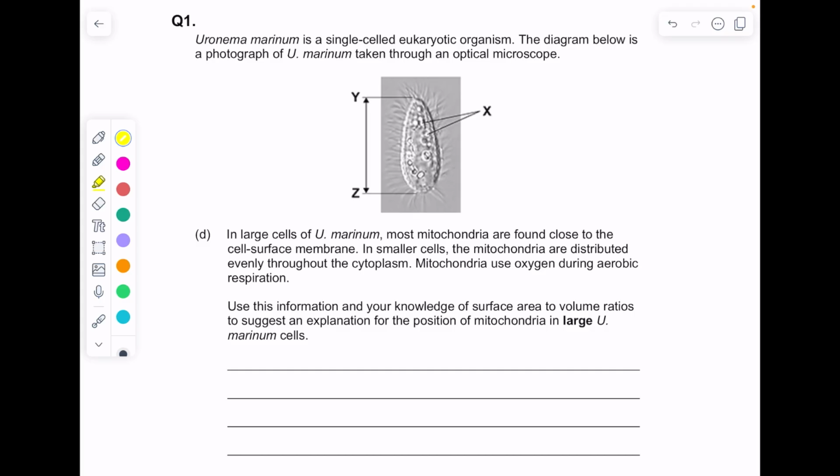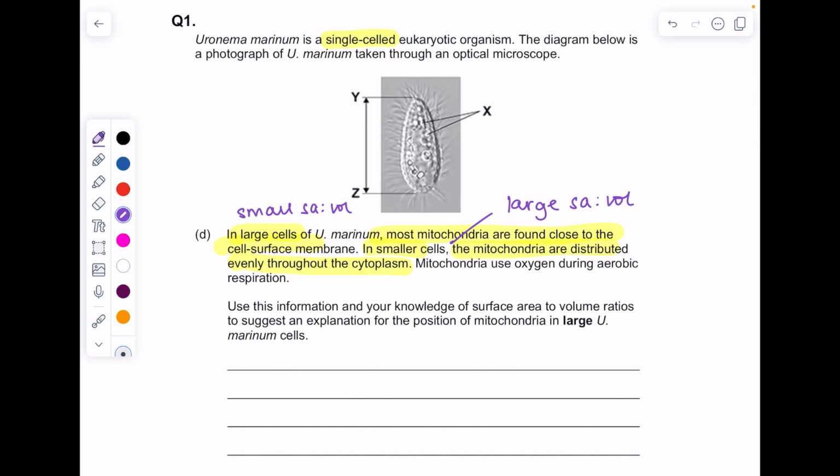Uronema marinum is a single-cell eukaryotic organism. The diagram below is a photograph of U. marinum taken through an optical microscope. In large cells of U. marinum, most mitochondria are found close to the cell surface membrane. In smaller cells, the mitochondria are distributed evenly throughout the cytoplasm, so that's going to be due to the large difference in surface area to volume ratios. In larger cells, remember, they'll have a small surface area to volume ratio, whereas in the smaller cells, they'll have a large surface area to volume ratio. And so the mitochondria use oxygen during aerobic respiration.